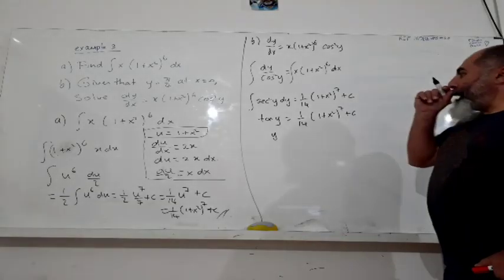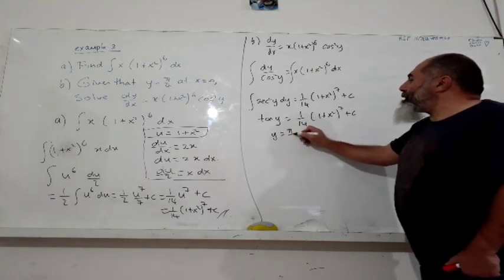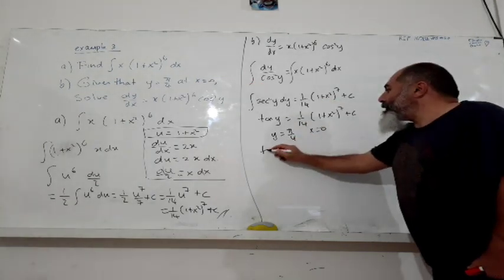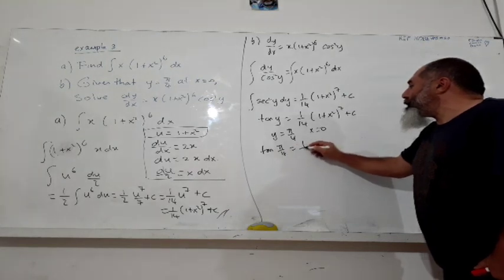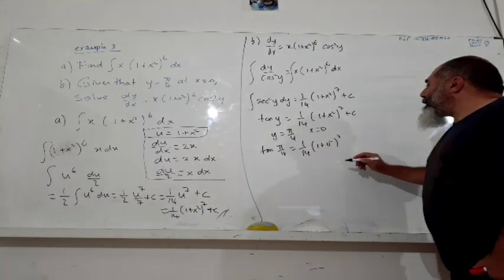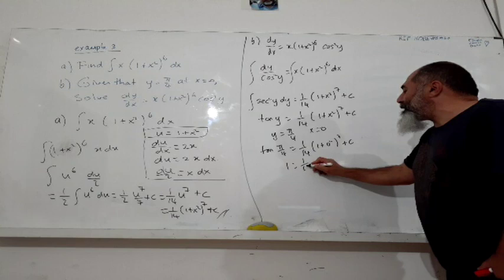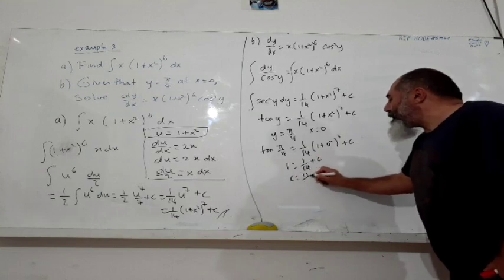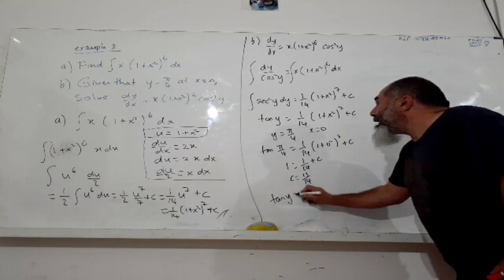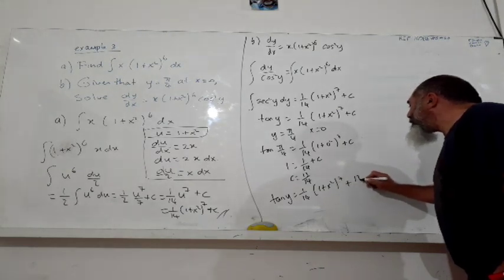When y is equal to pi over 4, x is equal to 0, given in the question. Tangent of pi over 4 is equal to 1 over 14 times (1 plus 0 squared) to the power of 7 plus c. 1 is equal to 1 over 14 plus c, so c is equal to 13 over 14. That means tangent y is equal to 1 over 14 times (1 plus x squared) to the power of 7 plus 13 over 14, which is the particular solution.